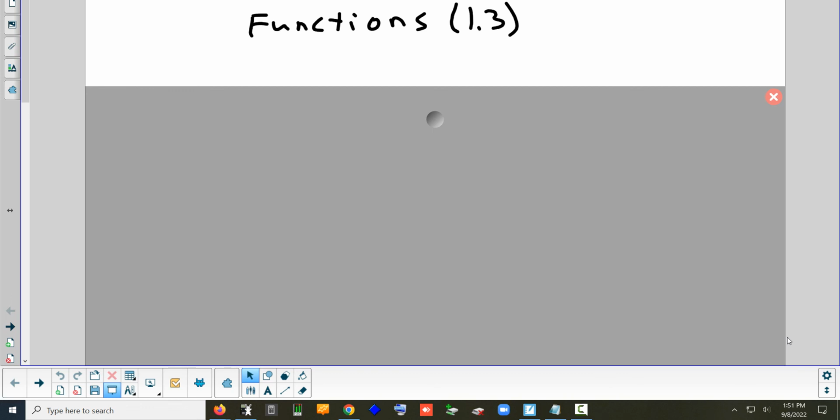So last section we're going to look at is 1.3. Okay, this section is on what we call functions. Functions are something that when you draw them, they have a certain look to them. So I'm going to describe what that look is.